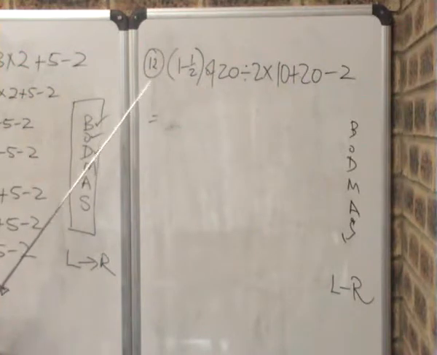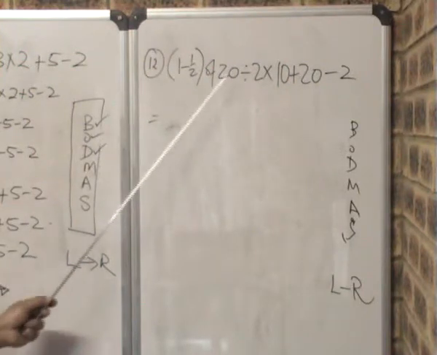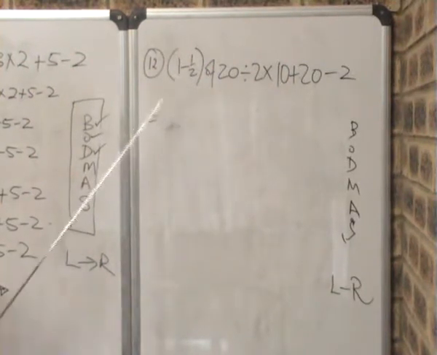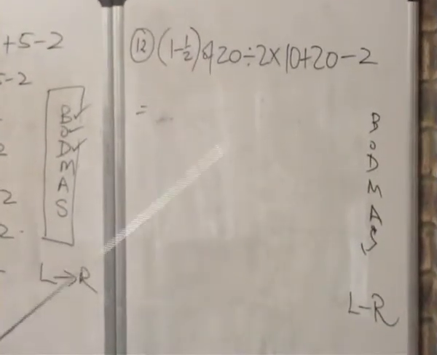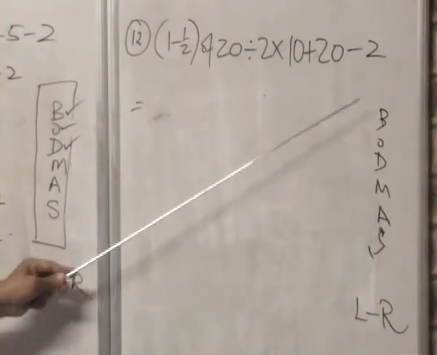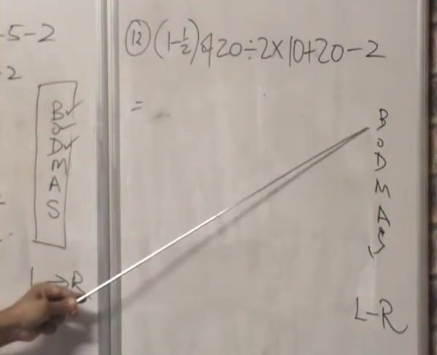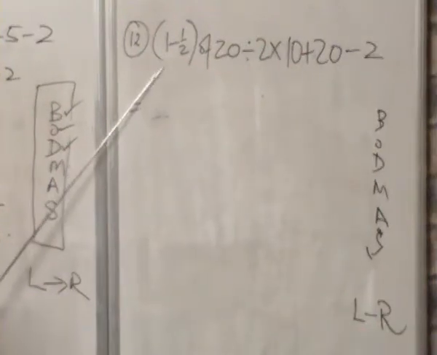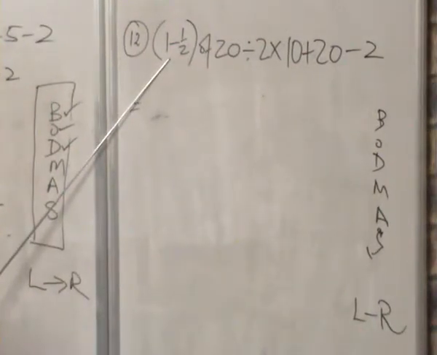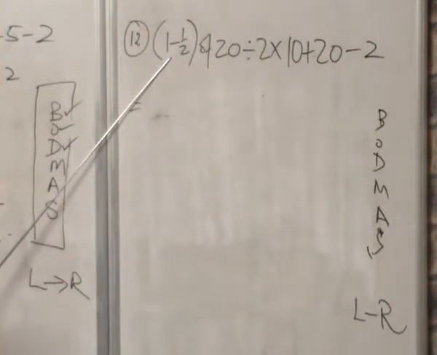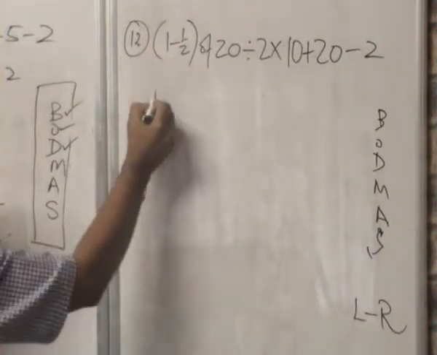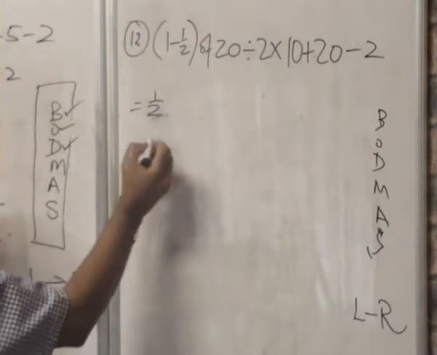Now once again, don't get threatened by the length of the example. Just relax and do it step by step. So it's BODMAS and we're looking for a bracket. And when we study the example, we do find a bracket here. So let's do the bracket first. 1 minus half is half. So we have finished with the bracket.